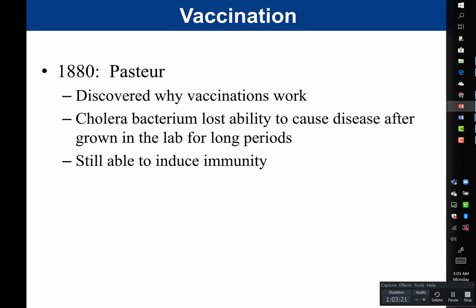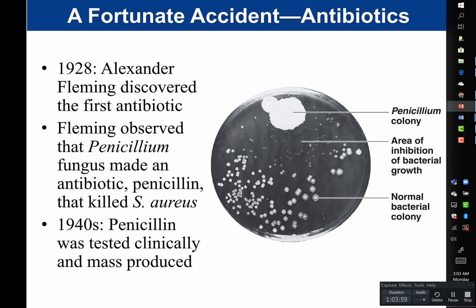1880s, Pasteur discovered why vaccinations work. And so he noticed that cholera bacterium lost the ability to cause disease after being grown in the laboratory for long periods. However, that bacteria was still able to induce immunity. So while that bacteria itself was no longer very virulent, if somebody came in contact with that weakened strain, that was still enough to induce immunity to protect against cholera, the disease.